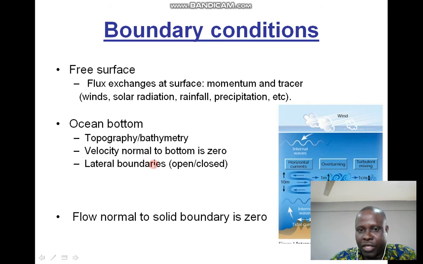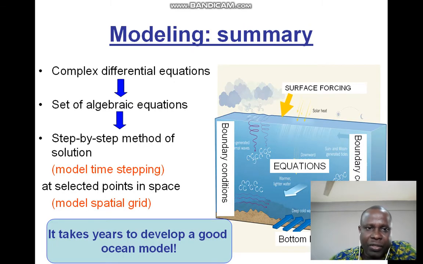Velocity normal to the bottom, for instance, should be 0. You could have lateral boundary conditions that are open or closed, so you have to take that into account. And flow normal to a solid boundary wall is 0, for instance. So these are some boundary conditions that modelers are often concerned about.